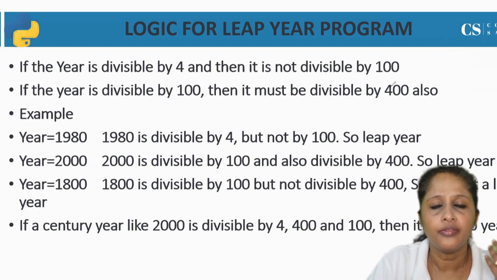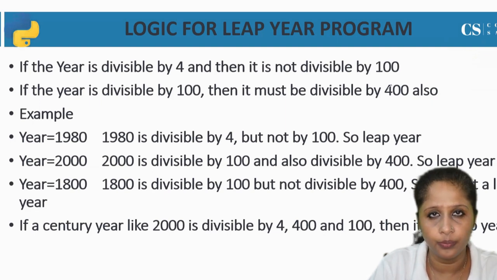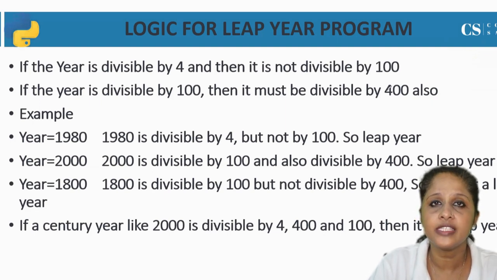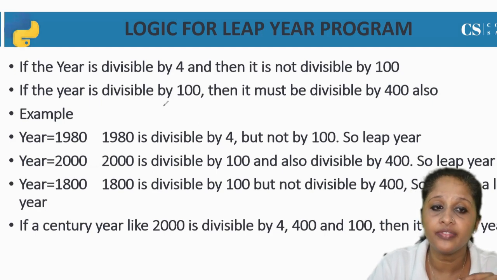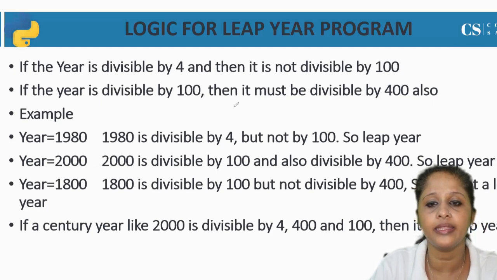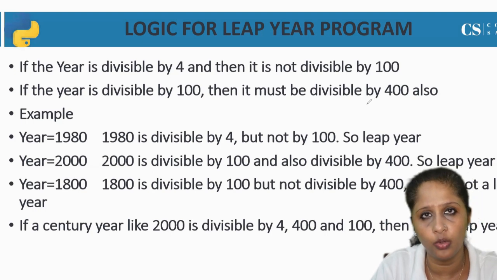That is, for a leap year there are some conditions other than being divisible by 4. If the year is divisible by 4, then it should not be divisible by 100. Then only we can say it is a leap year. In the same way, if the year is divisible by 100, then it must be divisible by 400 also.